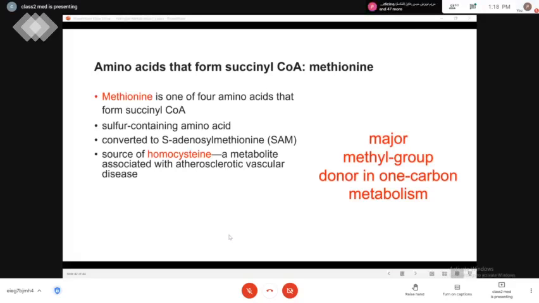من الأمور اللي جدا مهمة أنه تعرفها أيضا هي الميثيونين. The formation of succinyl coenzyme A and the metabolism of methionine will lead to that. Methionine is very important. It's one of 4 amino acids that will form the succinyl CoA. بس يدخل بعدة metabolic pathways. It is a sulfur-containing amino acid. The important step هو أنه the methionine can be converted to S-adenosyl methionine, which is the major donor of methyl group in different metabolic reactions.